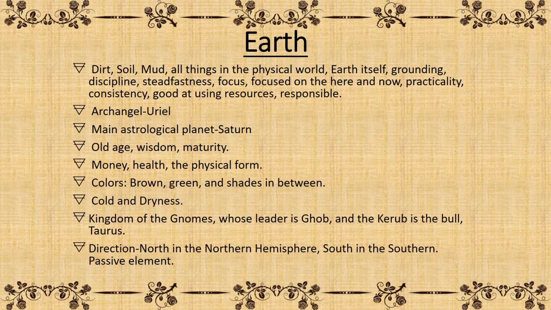The kingdom of the gnomes corresponds to the earth, and the leader of the gnomes is Gob, and the cherub is the bull, which is the astrological sign of Taurus. Now, in addition to Taurus, there are two other astrological signs that are earth signs: the mutable earth sign of Virgo and the cardinal earth sign of Capricorn. So Capricorn, Virgo, and Taurus are all earth signs.